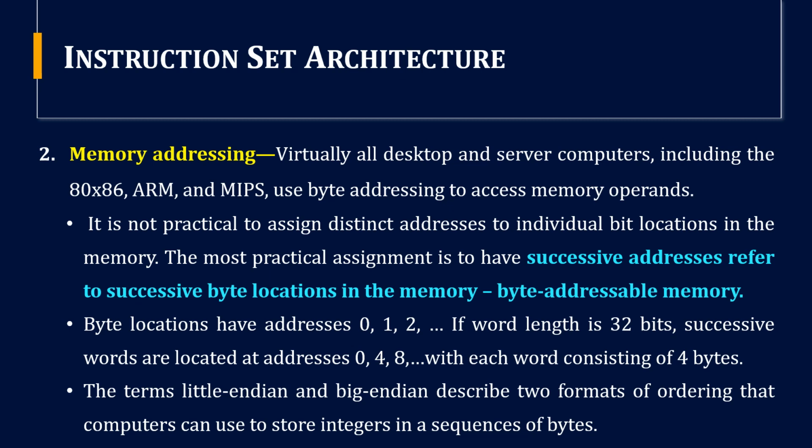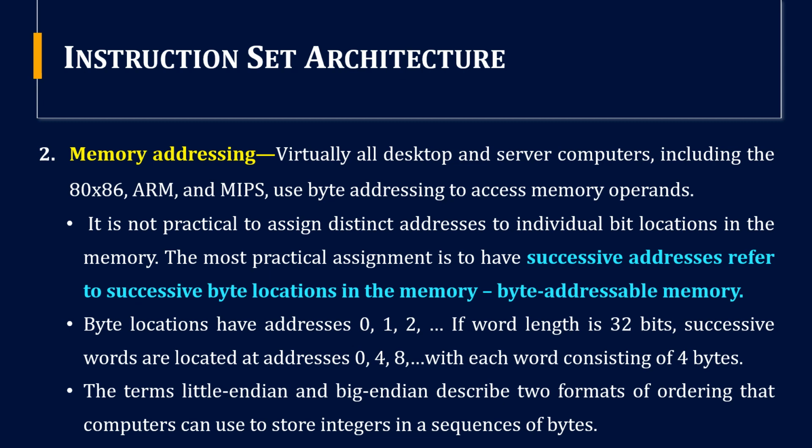Second dimension is memory addressing. Virtually all the desktop and server computers, including Intel's x86, ARM and MIPS, use byte addressing for accessing memory operands. So why are we moving to byte addressing? As we know, it is not practical to assign distinct addresses to individual bit locations in the memory. So the most practical assignment is to have successive addresses refer to successive byte locations in the memory. And this concept is called byte addressable memory.